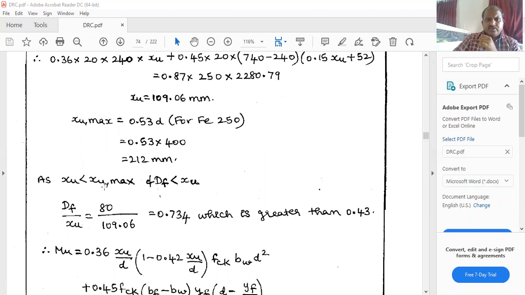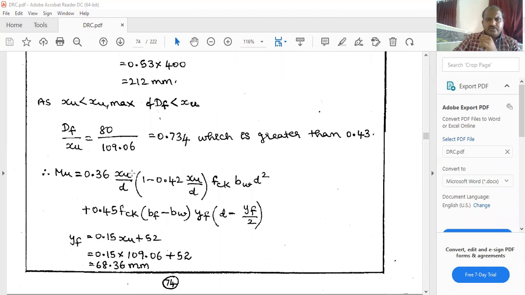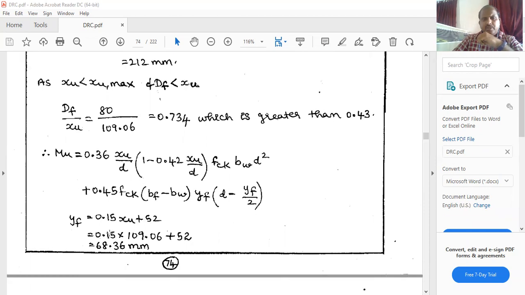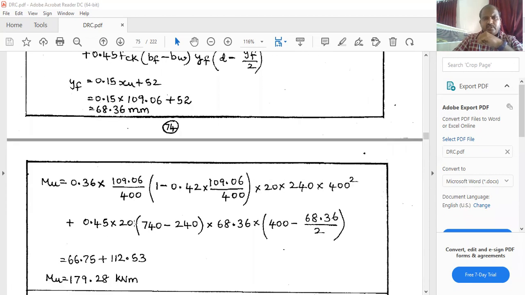So XU is less than or equal to XU max, and DF is less than or equal to XU. DF divided by XU is 80 divided by 109.06, which is 0.734, greater than 0.43. So MU is 0.36 XU divided by D times (1 minus 0.42 XU divided by D) times FCK BW D square, plus 0.45 FCK (BF minus BW) YF times (D minus YF divided by 2). YF is 0.15 XU plus 52, with XU as 109.06 plus 52.